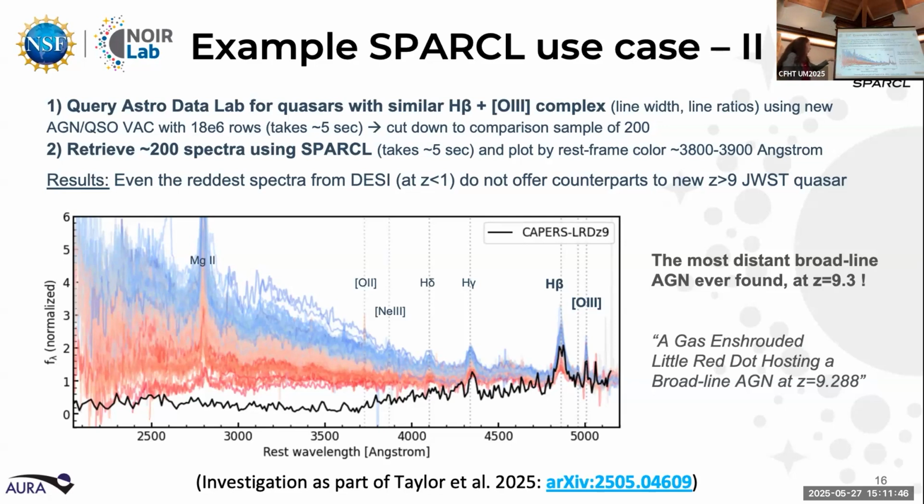And then the question was, okay, are there any quasars that look like this redshift 9 quasar at lower redshift? And this is currently the best sample to search because it's even larger than SDSS. So these were huge numbers.